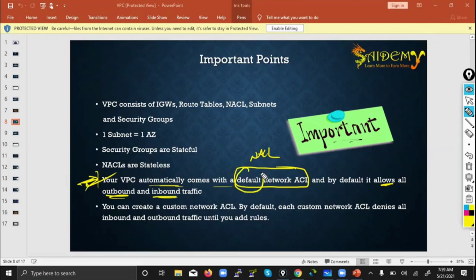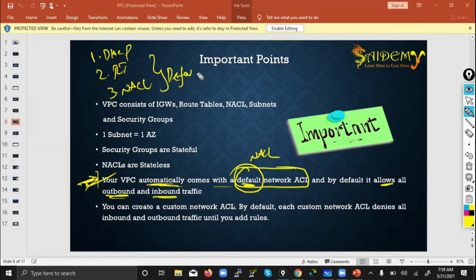Observe carefully this word. Whenever you create a main VPC, along with that VPC, three things get created. What are the three things? DHCP, route table, and NACL. So these are default things, which got created along with the VPC.